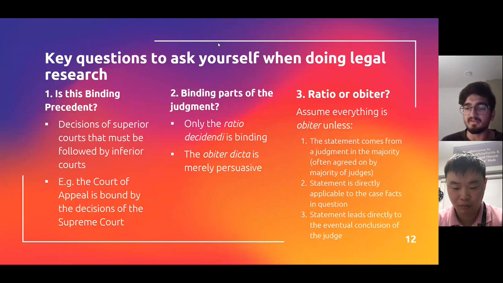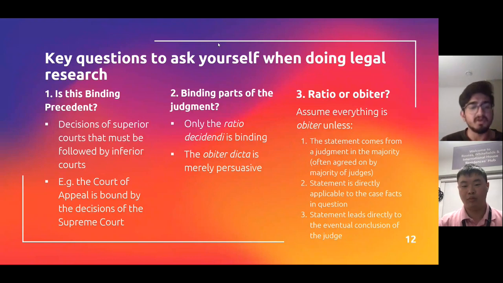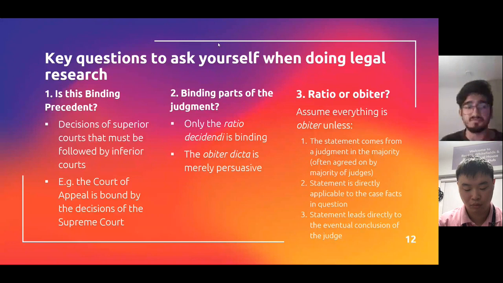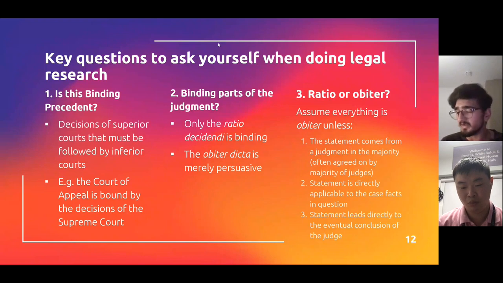Secondly, is the statement directly applicable to the case facts? There's no point in using a part of the judgment which doesn't bear any relevance on what you're arguing or what's actually happening in the case which you've been given. And finally, whether the statement leads directly to the eventual conclusion of the judge.